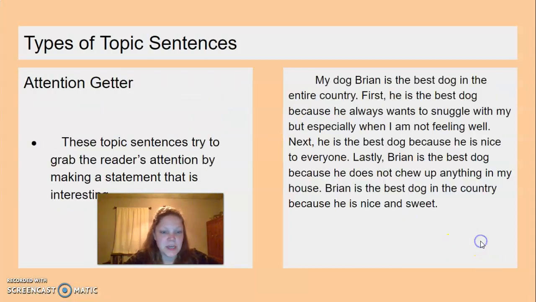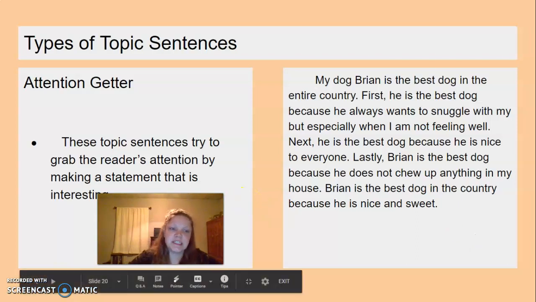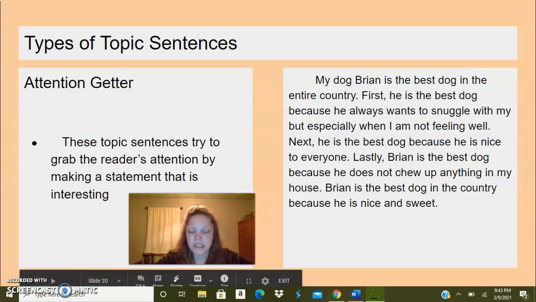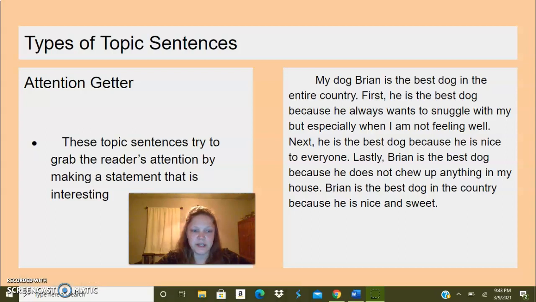So the third type of topic sentence we're going to look at is attention getter. We looked at attention getters when we were writing our introductions. The attention getter tries to grab the reader's attention by making a statement that is interesting. So if you look at my writing, I indented my topic sentence. I put a space before my topic sentence so we knew it was the start of a new paragraph. And then I wrote my topic sentence.